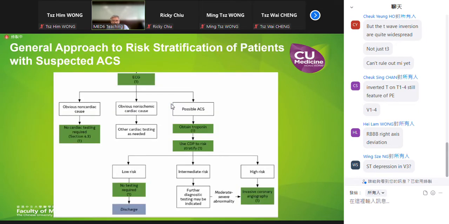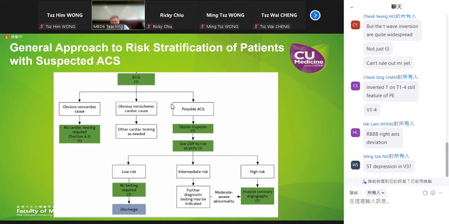Okay, so when you look at the ECG, you have to decide on a few things. Is it likely ACS, or could it be something else? If it's clearly, obviously a non-cardiac cause based on the ECG, though a completely normal ECG can still be ACS, you may require further cardiac testing, or do nothing at all. But if you think it's ACS, then you use your clinical decision pathway. So you try to stratify these patients, okay?